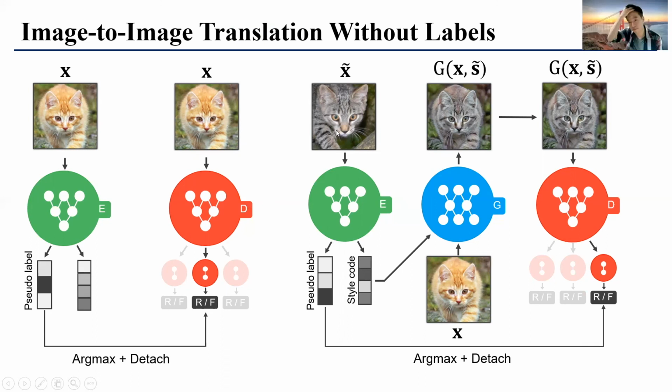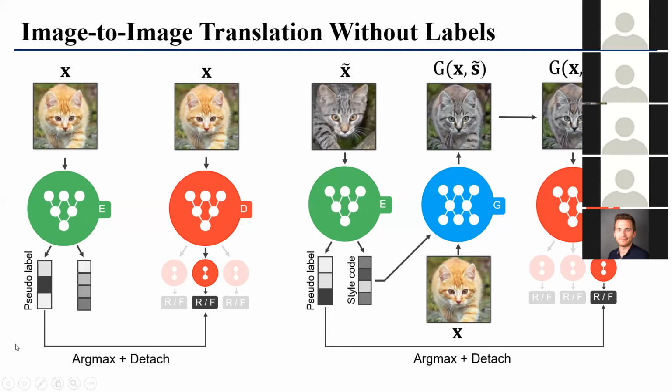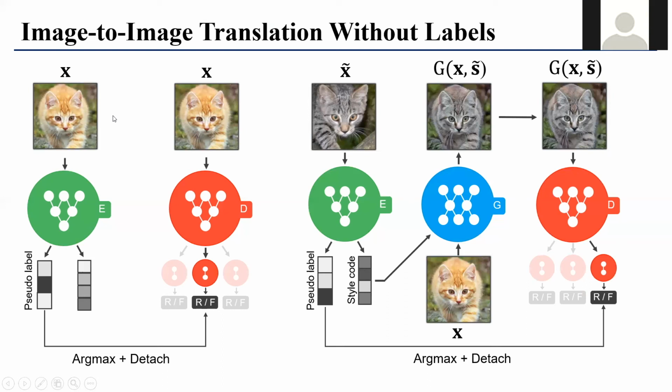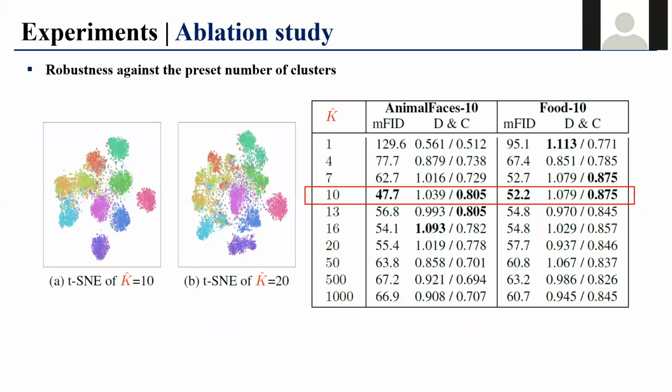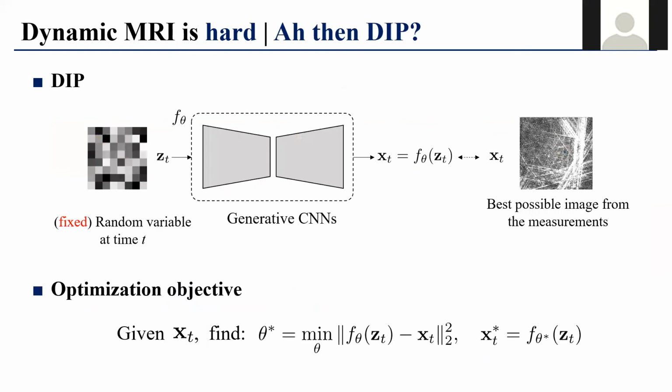Thank you so much. If there is any other question. I have a question. Yes, please. For the last part, when you were recovering the K-space using deep image prior, what loss did you use in order to train the model?